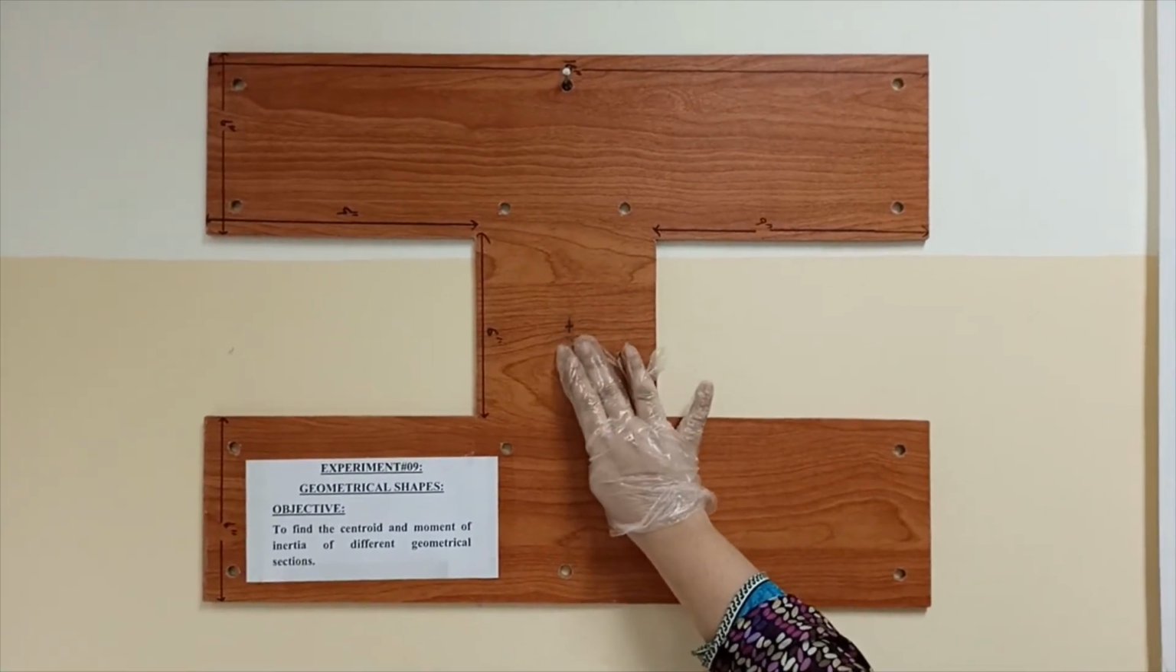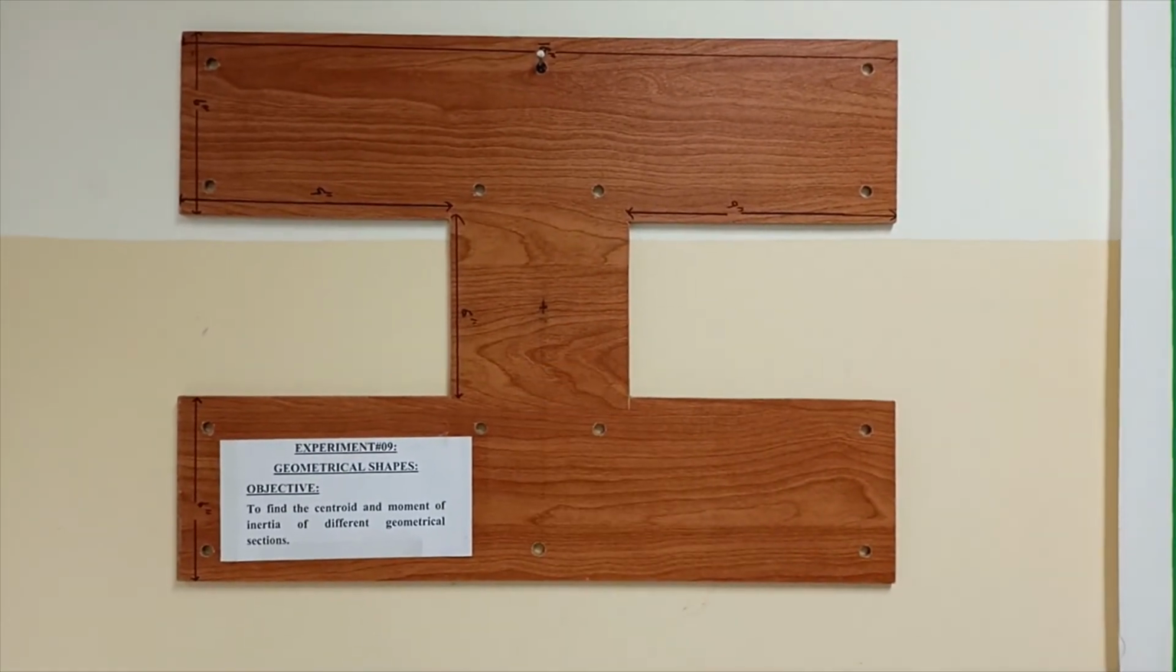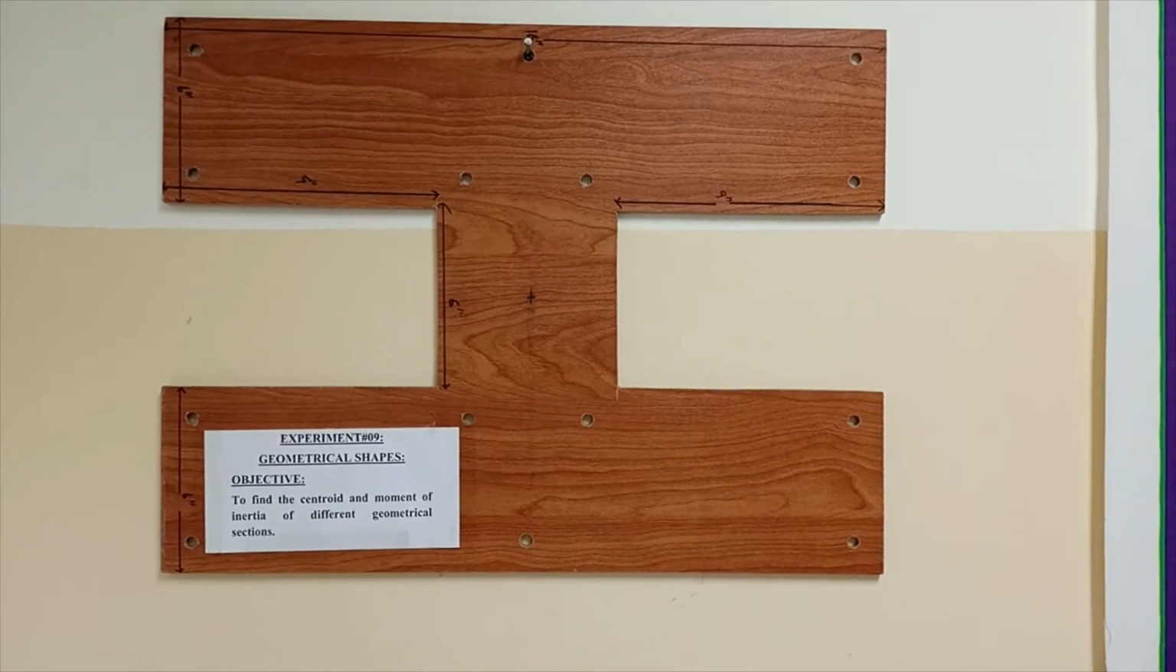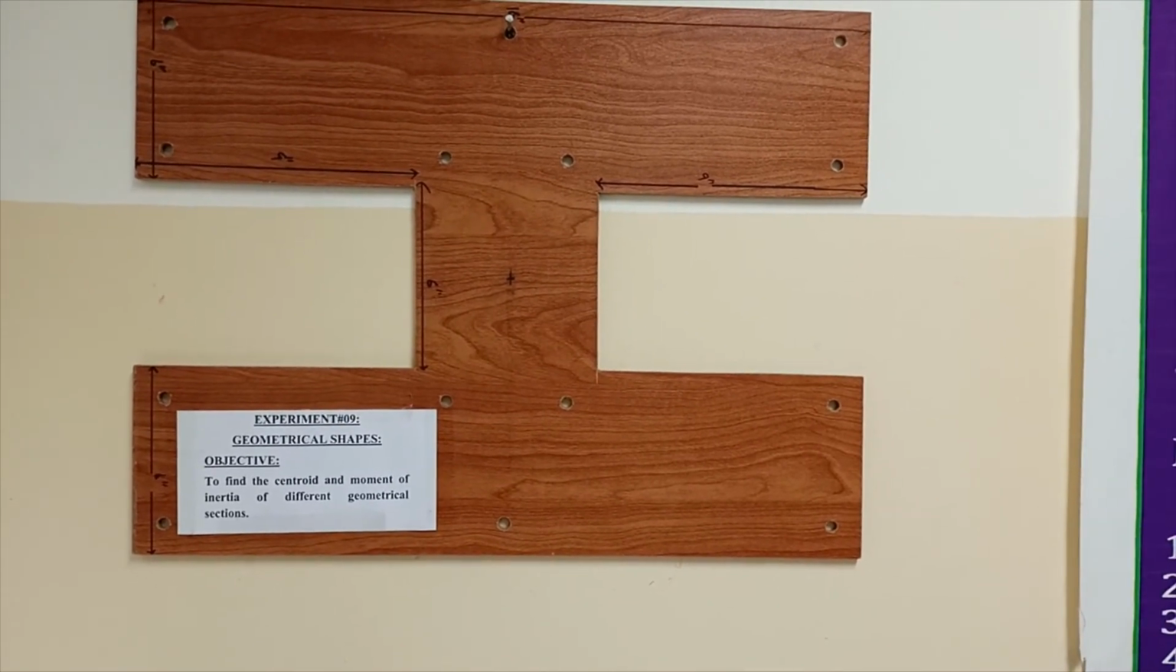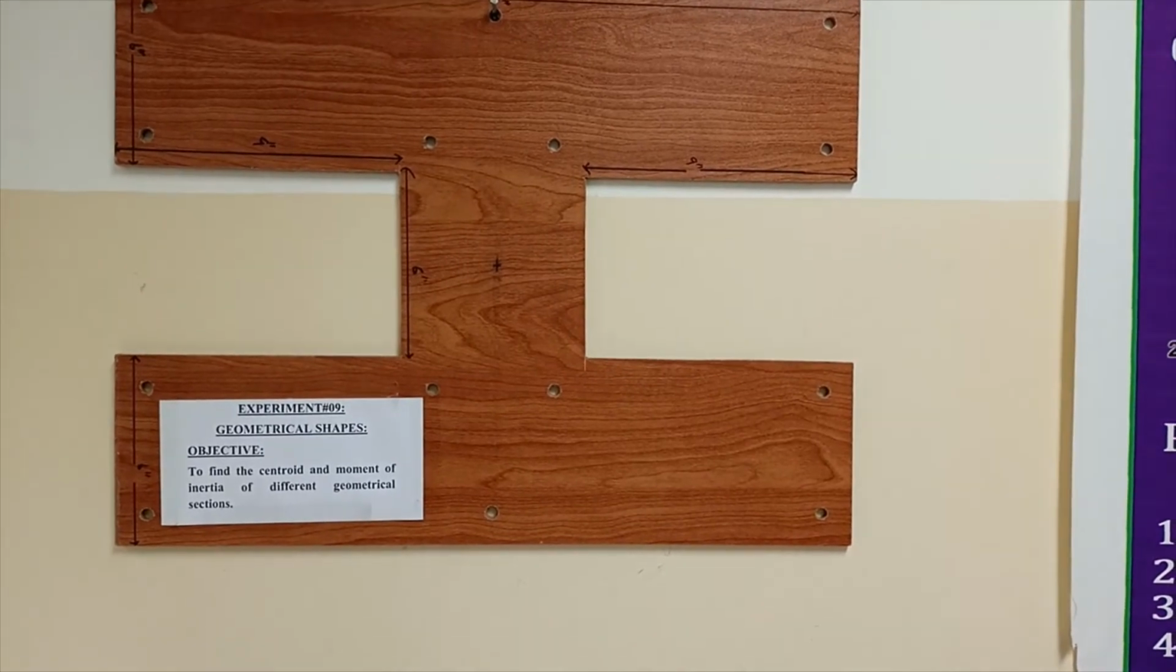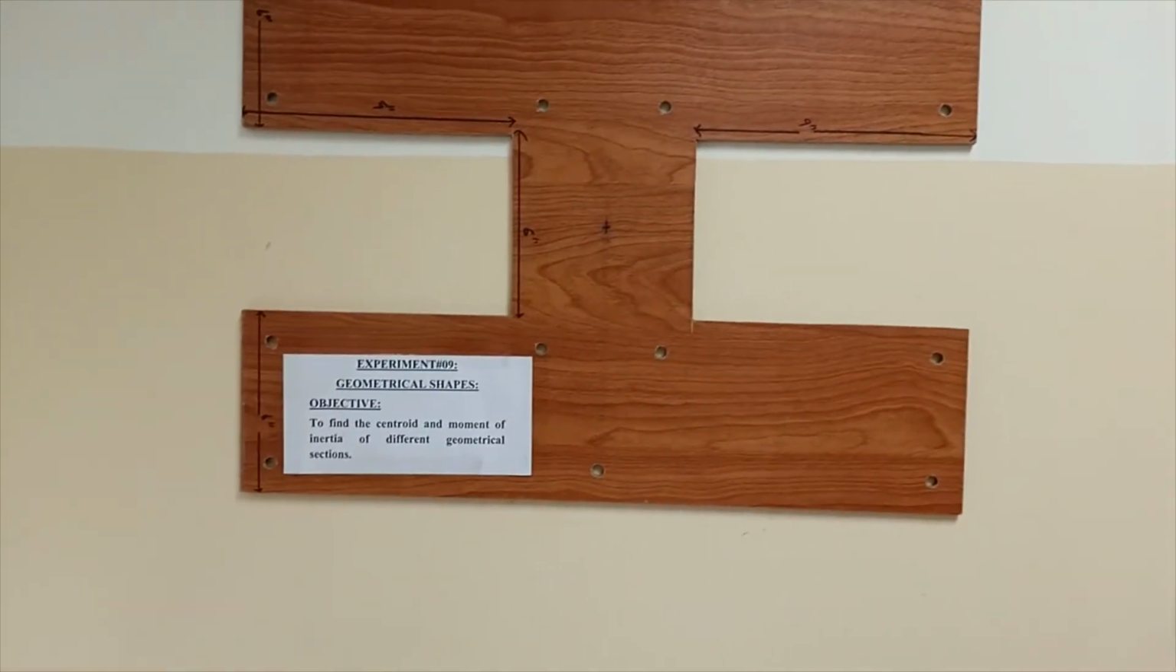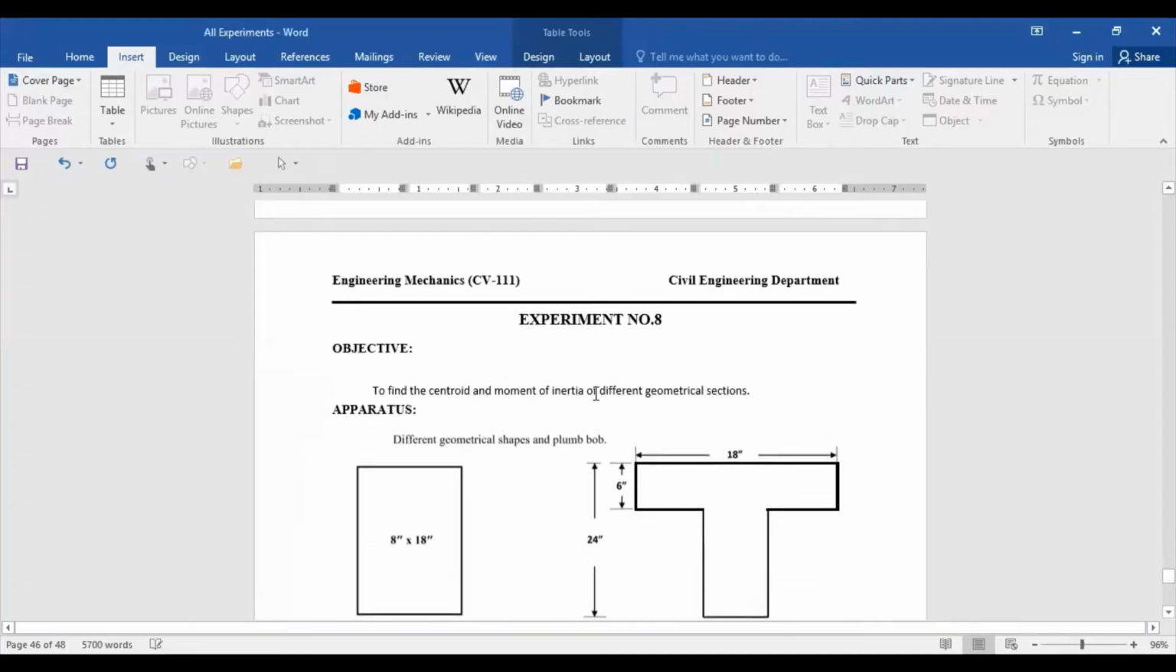When you get this point of centroid, you have to calculate it theoretically as well, and you have to compare both the values. Obviously both values come out the same. This is a very easy experiment, experiment number 8, in which you have to find out the centroid and moment of inertia.